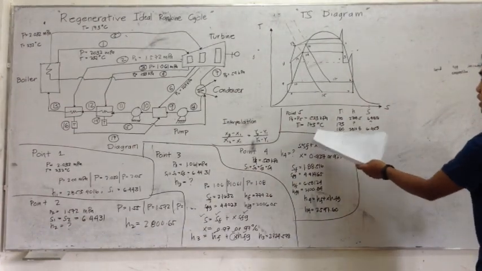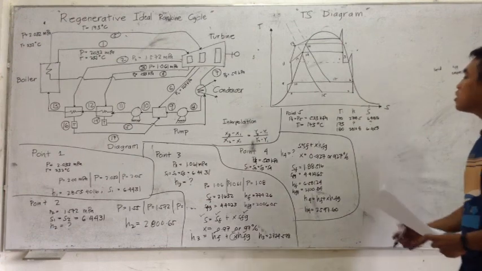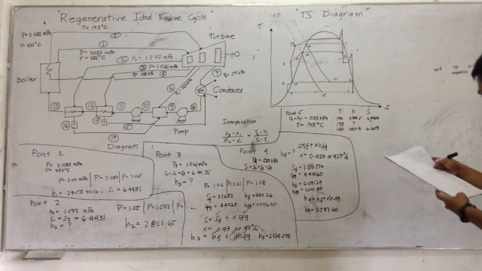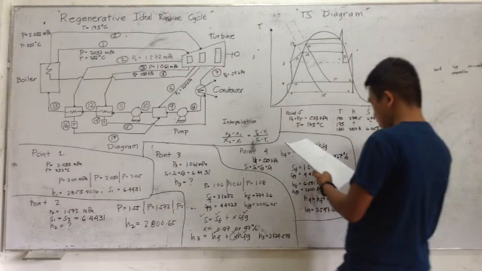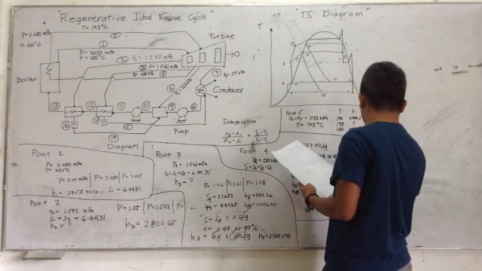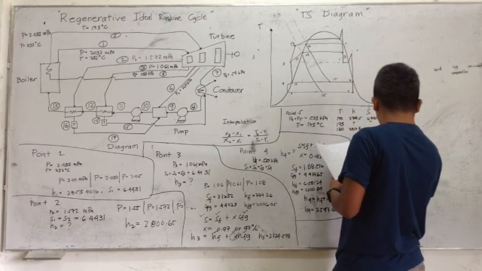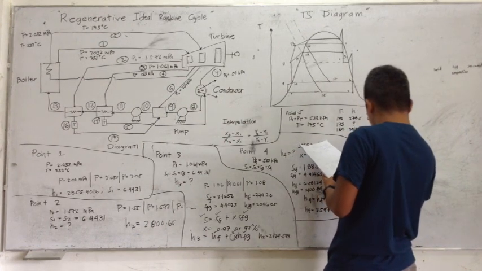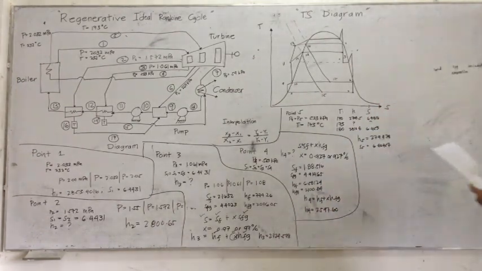So we are using the interpolation method again. By using interpolation, we can directly say that H5 is equal to 2794.78 and S5 is 6.90457. So we are finished with point 5.